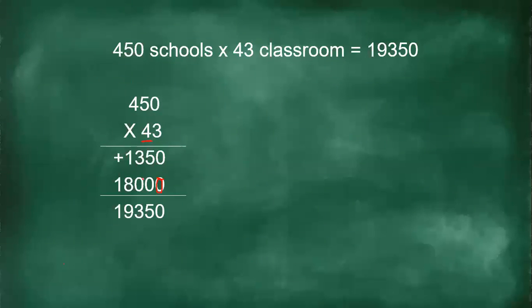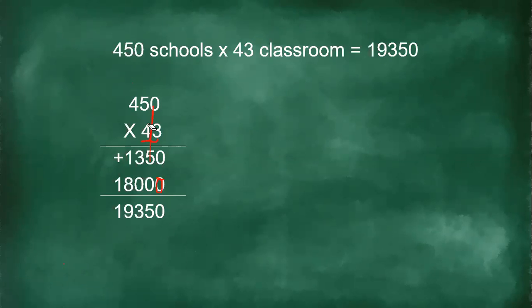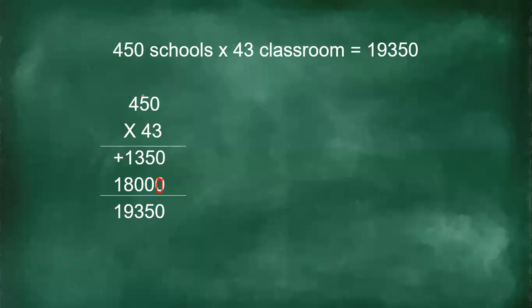4 times 0 is what? 0. 4 times 5. Sorry about that. Can I just erase that? Then I say 4 times 5 is 20. So I put the 0 here and then I carry 2. Then I say 4 times 4 is 16 plus 2 is what? 18.